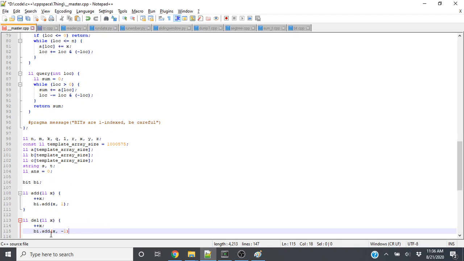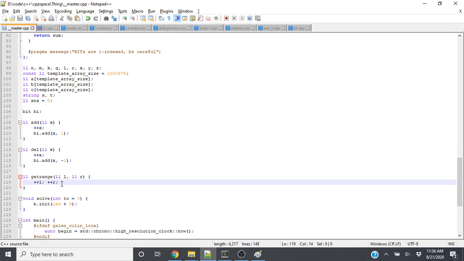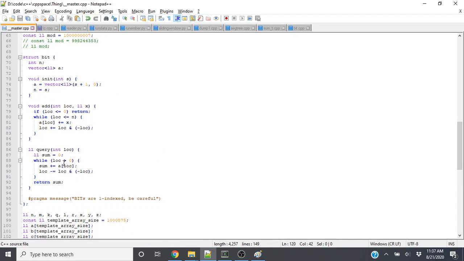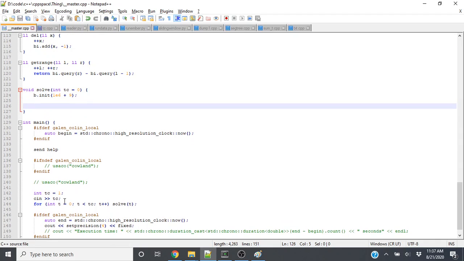None of these are necessary. I'm just forcing myself to use these for one indexing. Return b.query r minus b.query l minus 1. It's fine if we query 0 here since we're just checking if it's less than 0, but if we try and add to a location that's 0, it's going to infinite loop because we're adding 0 to 0 and that's never going to terminate, so let's not do that. I'll get rid of this.